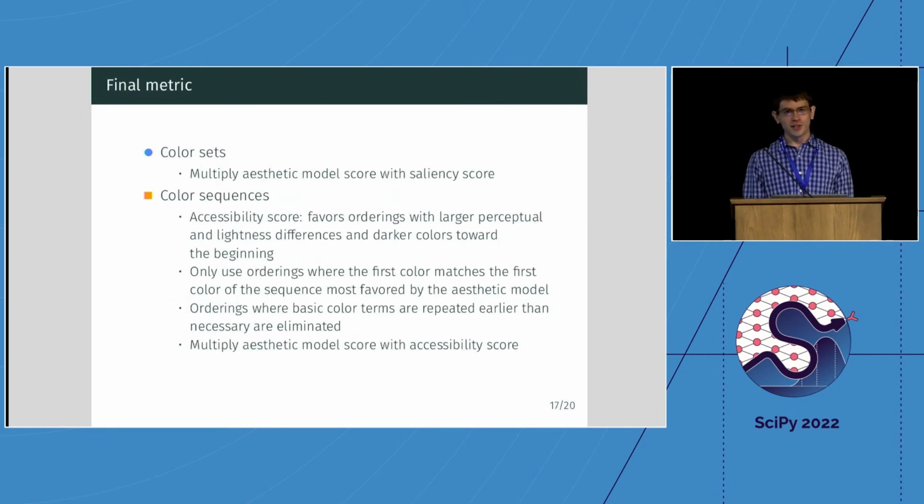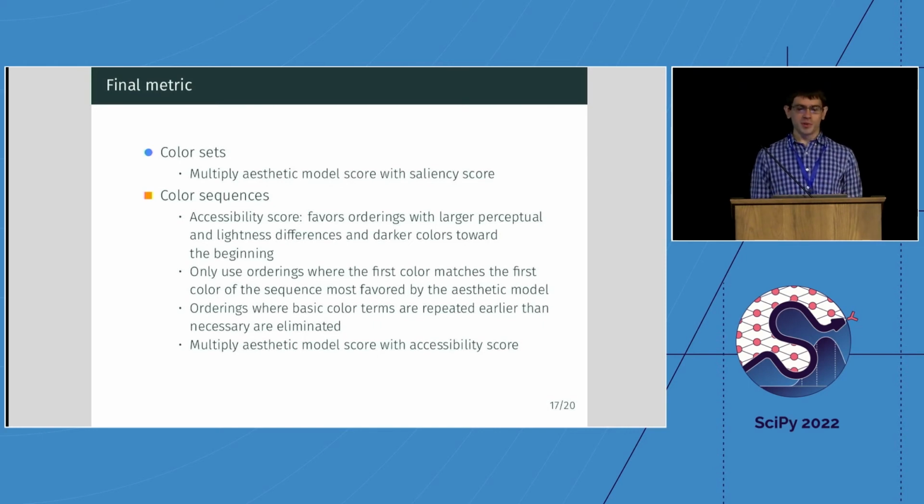Now, one last thing we have to do is decide on a final metric before we can produce our final results. For color sets, this is fairly straightforward. As I previously mentioned, color saliency, or how easy a color is to name, is a good thing to have. So I checked to see if there's a correlation between this and the aesthetic model score. As there was no correlation that I found, I just multiplied these two scores to produce the final score and choose the optimal 6, 8, and 10 color sets.